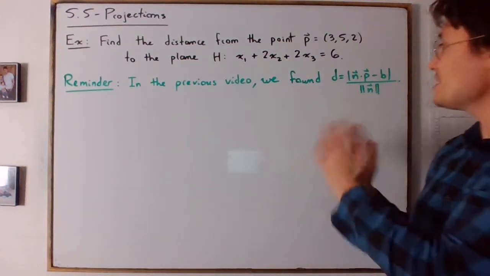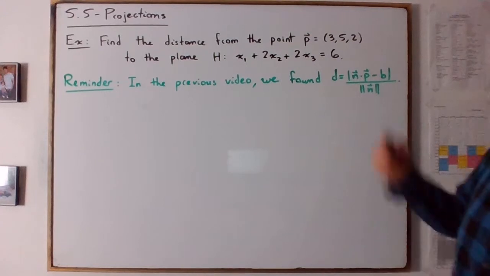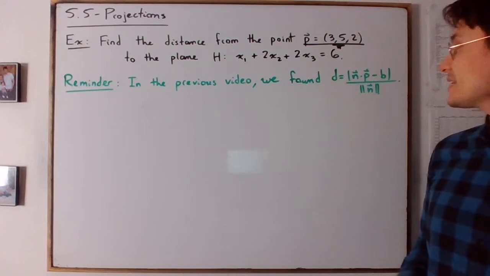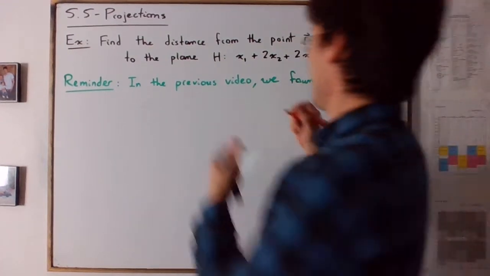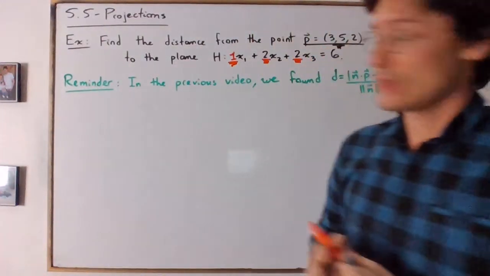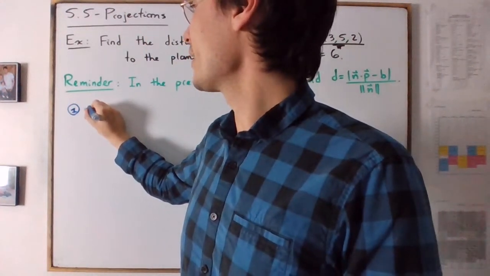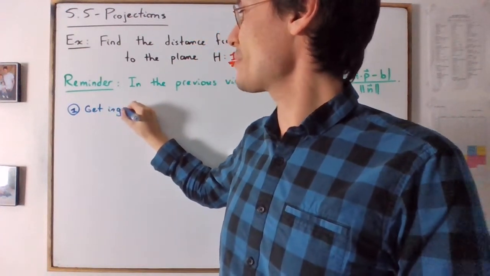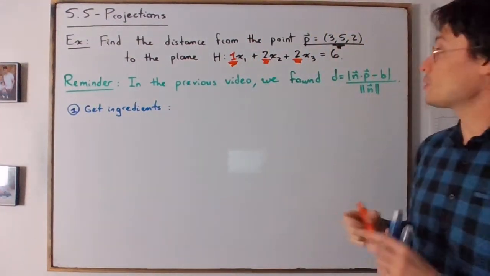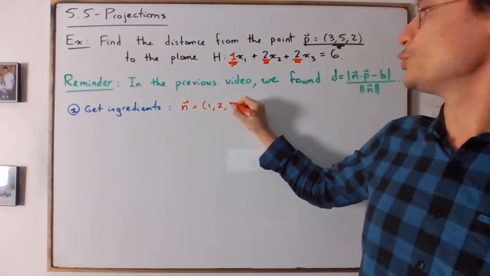Well, simple. We just need to cook a little bit of ingredients, right? So first of all, the point P, we will put it in black. Okay, it's already in black, so let's just underline it. We need to find the normal vector, and the normal vector is this one, right? So let's just say get ingredients, so this is like step number 1. Okay, so normal vector, now we just saw it. The normal vector is 1, 2, 2.